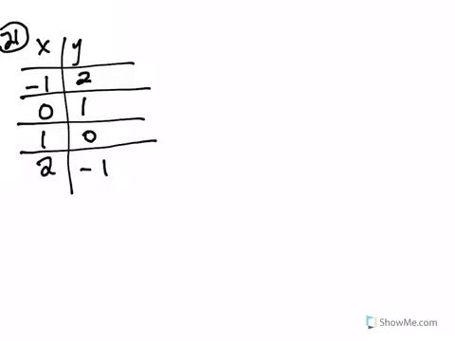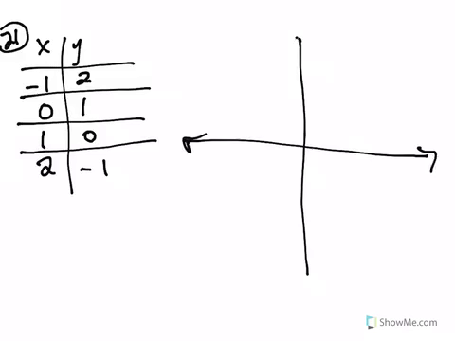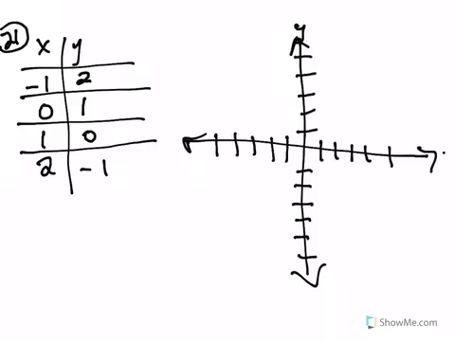So next is 21. And imagine you're given a table of values. And you're being asked to take that table of values and graph these points to come up with an equation. So I'm going to do my graph. This is my y, this is my x. It's in a scale of 1. So my first point is -1, 2. So at -1, I'm going to go up to 2. So that's 1 point. Second point is 0, 1. So I'm going to go 0, 1.